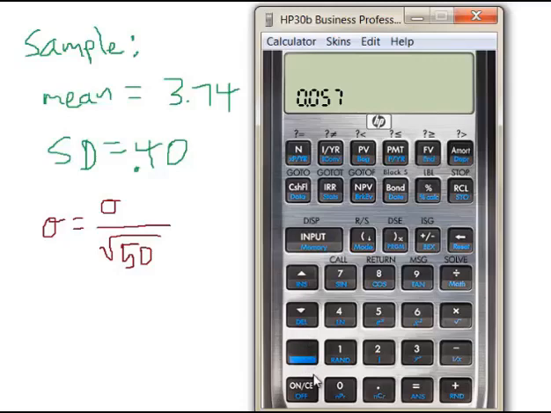Of course, we could have done it the other way too. We could have done it something like this. We could have said the square root of 50 is 7.07. And it's more than that, but we're going to round it off to 7.07. And then we could have said 0.4 divided by 7.07, which is also obviously the same result, 0.057.